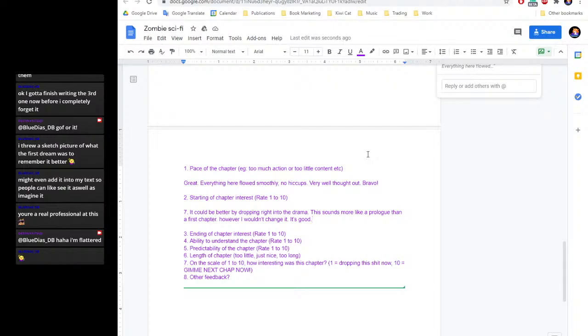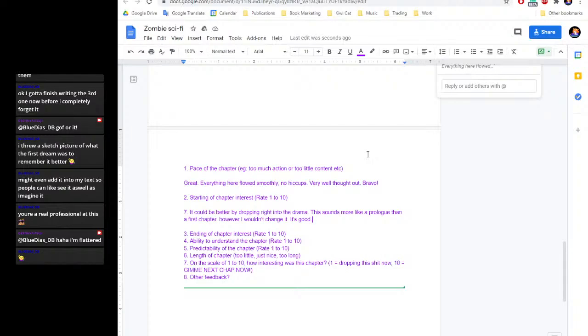It sounds more like a prologue than a first chapter, so I wouldn't change anything over here. It gives a very good world setting. It paces things out very smoothly. There are no hiccups. There's no missing stuff. It's all there. It's good. It's easy to understand. It flows through. I can love it. I get into it. It's good. It's perfect. Okay, don't change it.